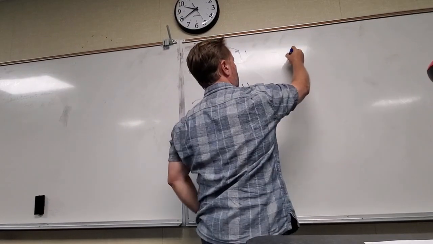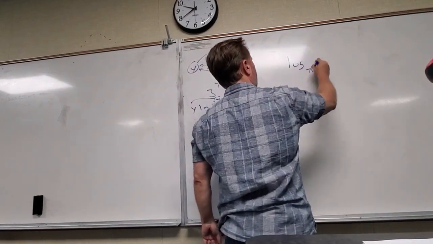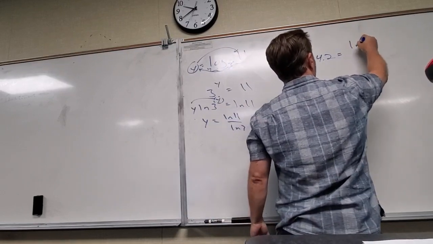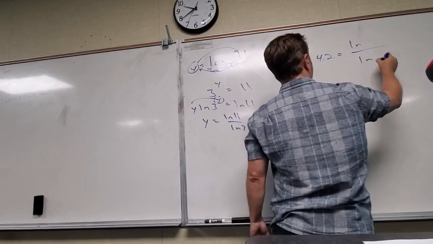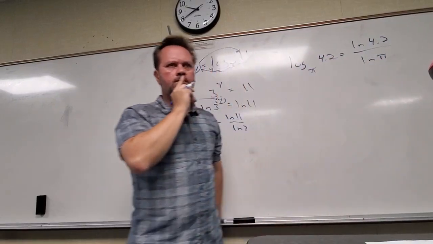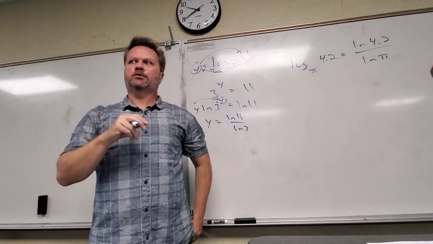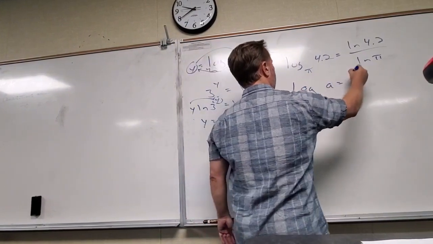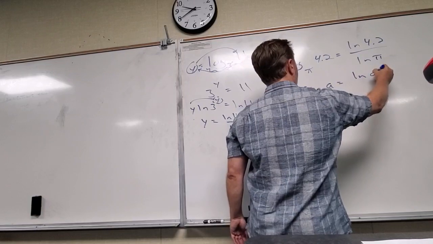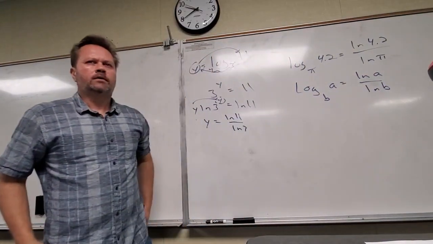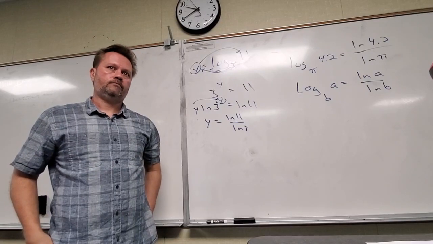So if I had, for example, log base pi of 4.2, I could write that as natural log of, what goes on the bottom? The base. And the other guy on the top. That's generally true. So if I have log base b of a, I can write that as natural log of a over natural log of b.